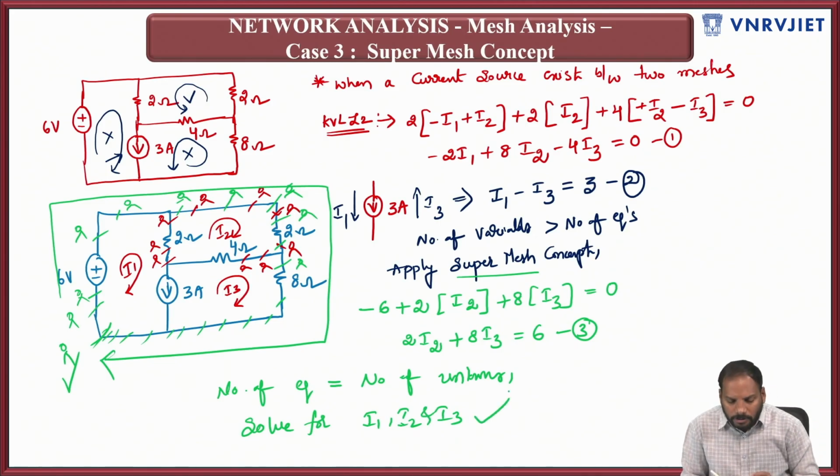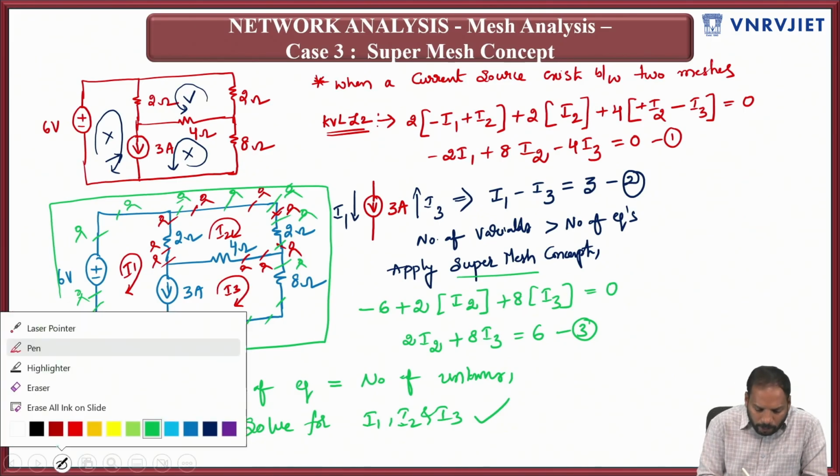Okay, dear students. So in this way you can apply mesh analysis whenever there is a current source connected between two meshes. However, we cannot write the KVL in the two meshes. It is not possible. But you can take advantage of the super mesh concept and apply the KVL in the outer loop. Okay, and then you can go ahead.